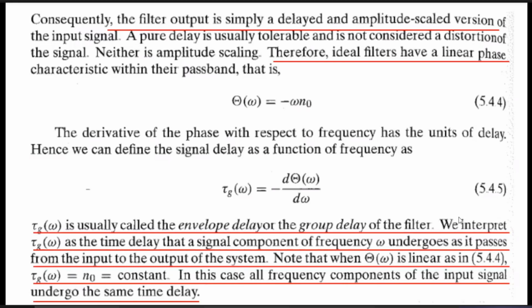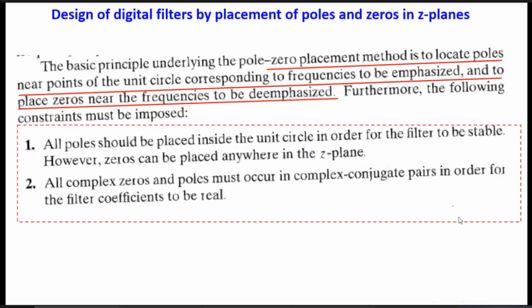So this property you must have studied in other systems also. Now the next important thing is poles and zeros for filters. What role do they play? Poles and zeros, in a filter, what role do they play?